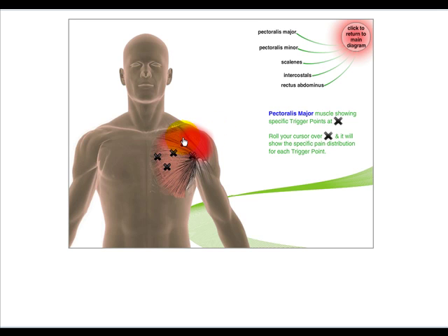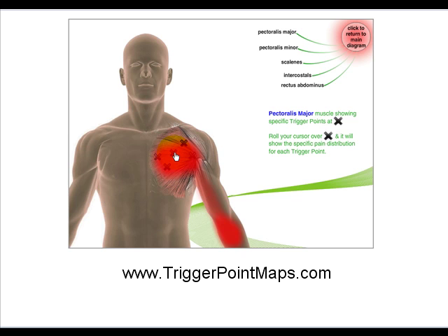And each of these crosses here is a trigger point. As you run your cursor over the trigger point, the pain distribution of that trigger point will be highlighted. So the one at the top will cause pain just here. The next one will cause pain in your chest running down the inside of your arm. The next one will cause pain just locally, and the last the same. So each trigger, you can see where it causes pain.